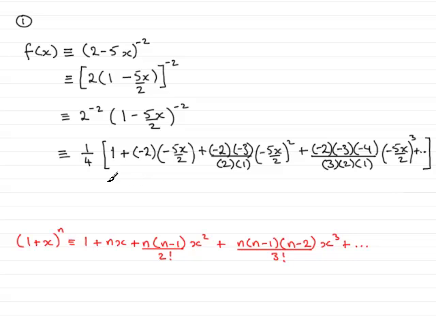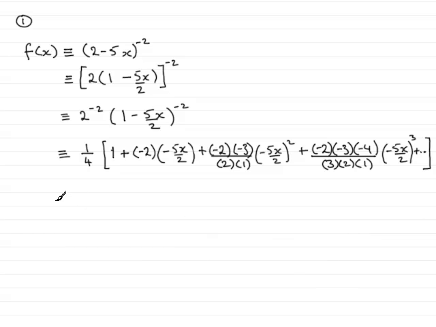Okay, so all we need to do now is just tidy this up. I'll remove the formula there for the moment, okay, so it's in our way. So that's 1/4, and so we have a bracket 1, and then this term minus 2 times minus 5x over 2. Those two 2's cancel, just leaving plus 5x.